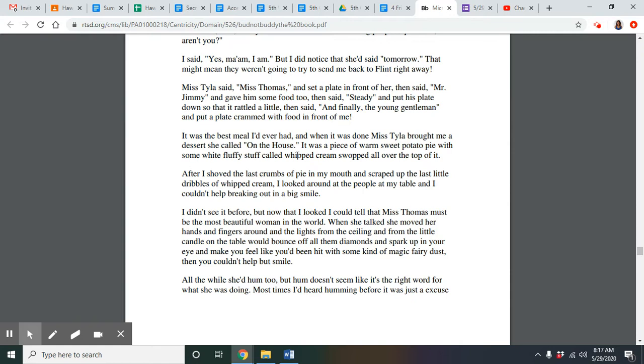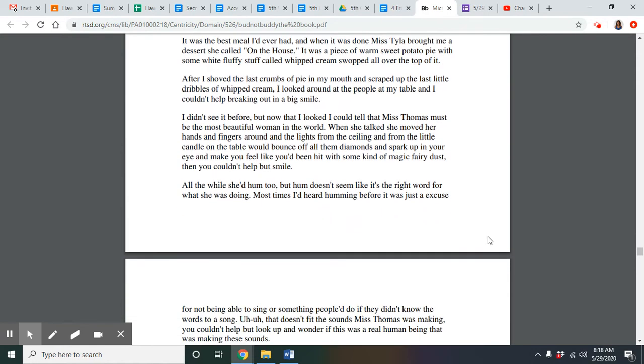I didn't see it before, but now that I looked, I could tell that Miss Thomas must be the most beautiful woman in the world. When she talked, she moved her hands and fingers around, and the lights from the ceiling and from the little candle on the table would bounce off of all of them diamonds and spark up in your eye and make you feel like you'd been hit with some kind of magic fairy dust. Then you couldn't help but smile.